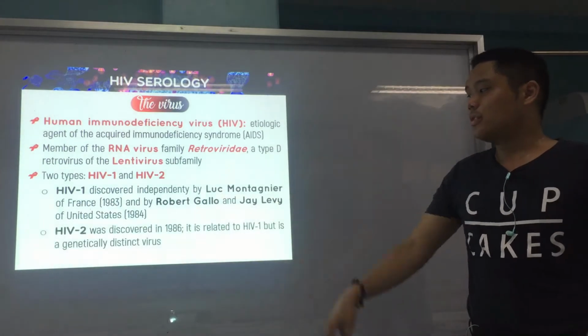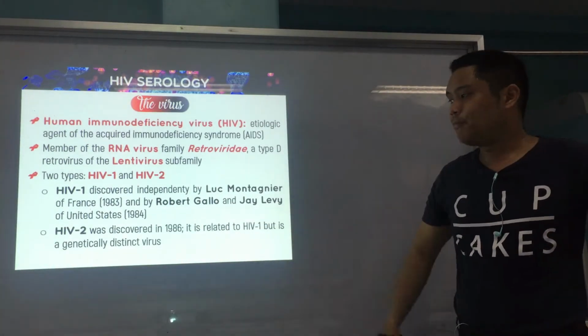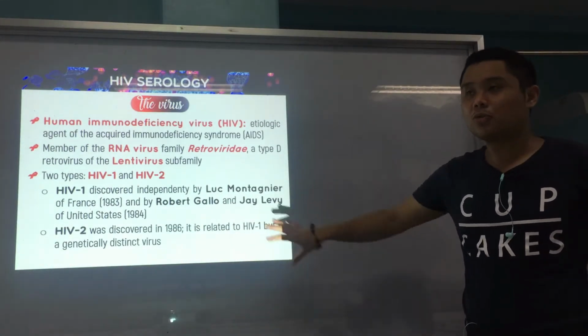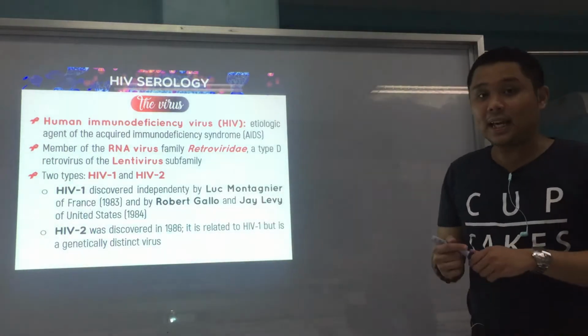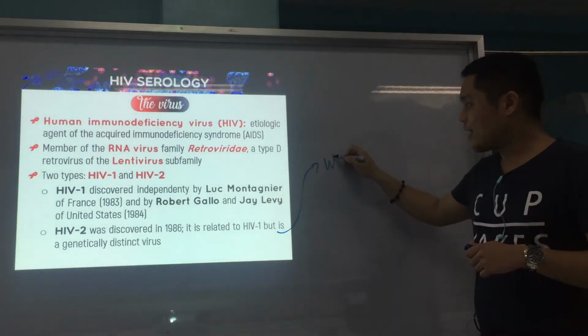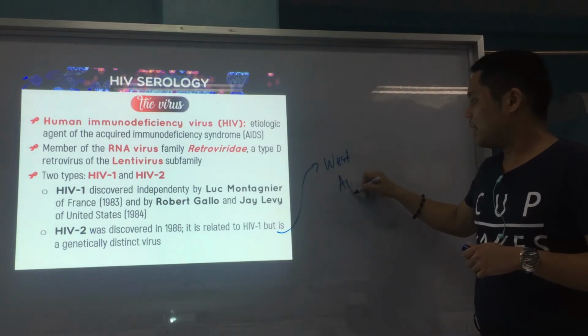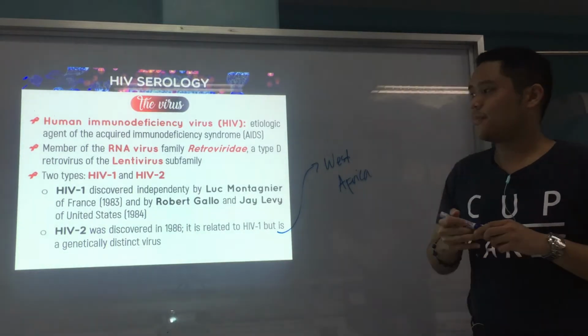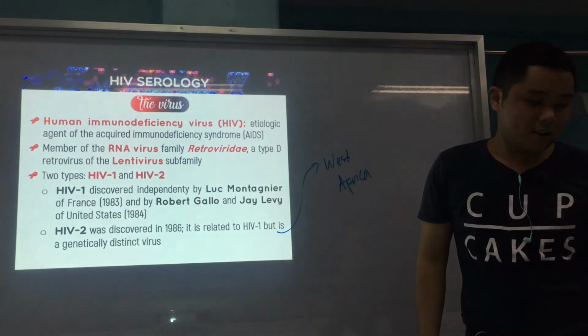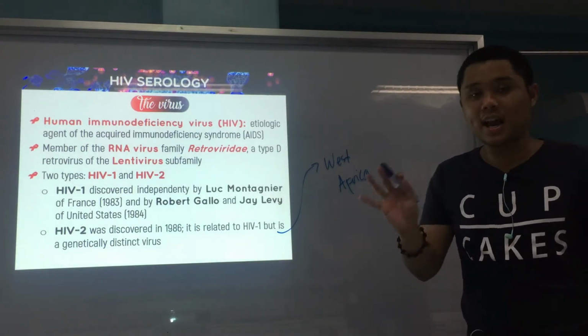And HIV2, 1986, related siya to HIV1, but it's a genetically distinct virus. Usually, HIV2 can be seen or is prevalent in West Africa. Okay, so those are the two types of HIV, 1 and 2.